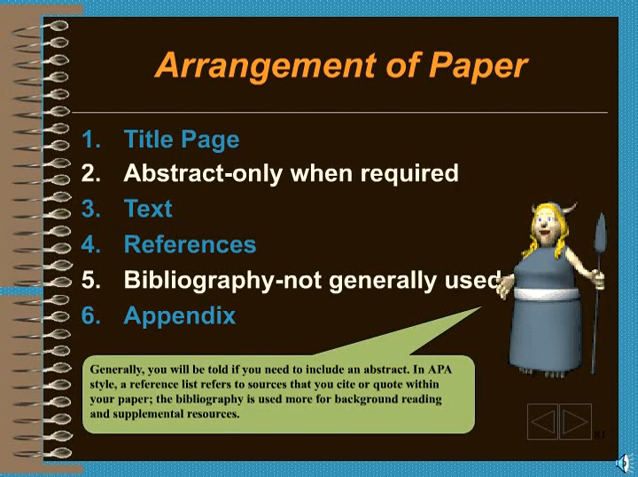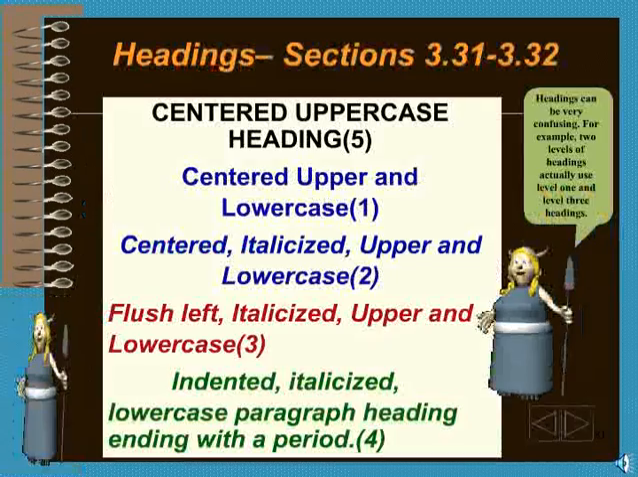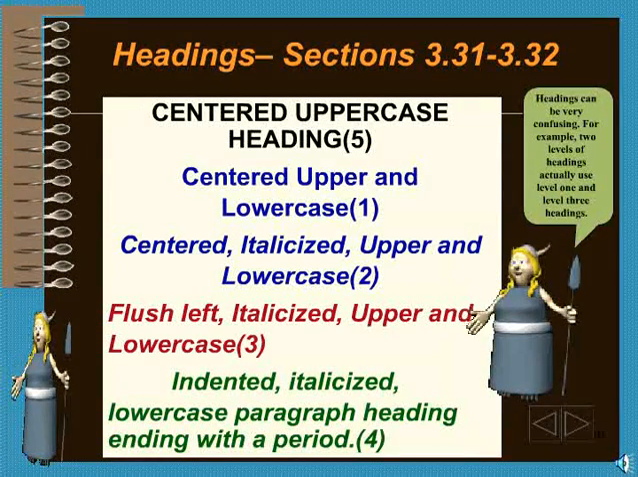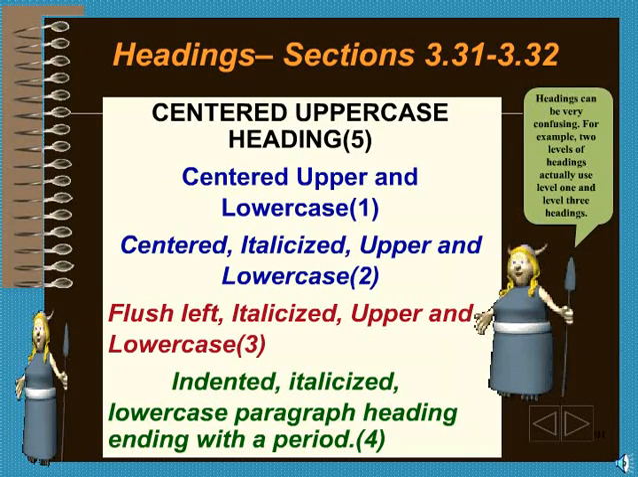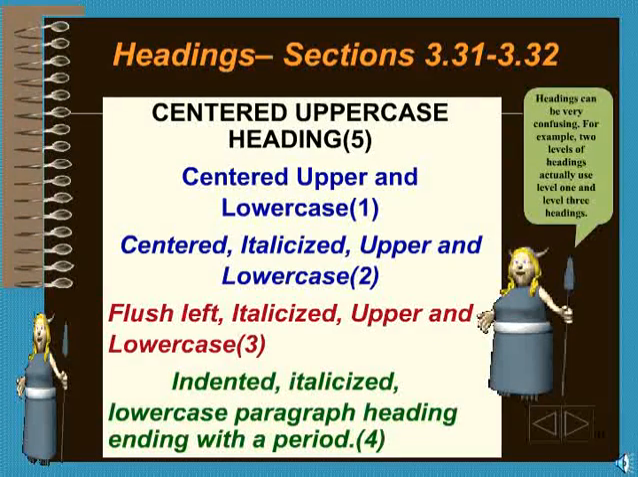In APA style, a reference list refers to sources that you cite or quote within your paper. The bibliography is used more for background reading and supplemental resources. Headings can be very confusing. For example, two levels of headings actually use level 1 and level 3 headings, not level 1 and 2, as you would expect. See page 114 in the APA manual.